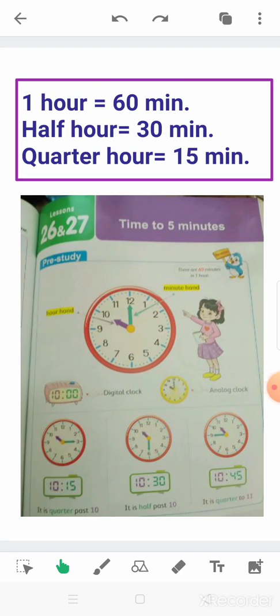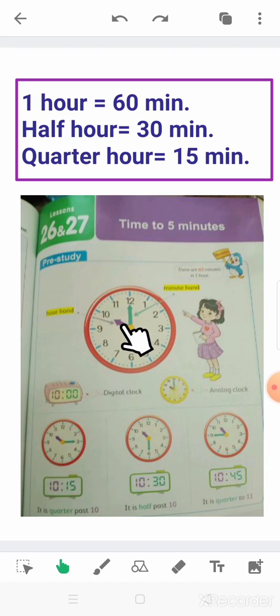Today our lesson is about the clock. Time to 5 minutes. Here we have the clock. Okay, the clock face. This round face is called the clock face.